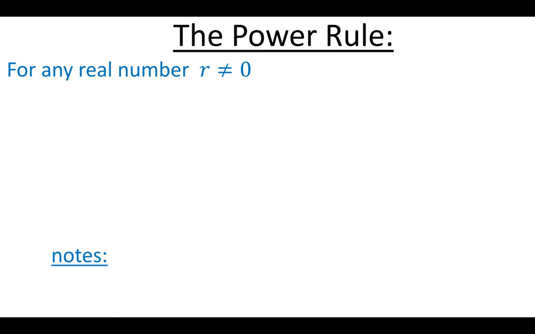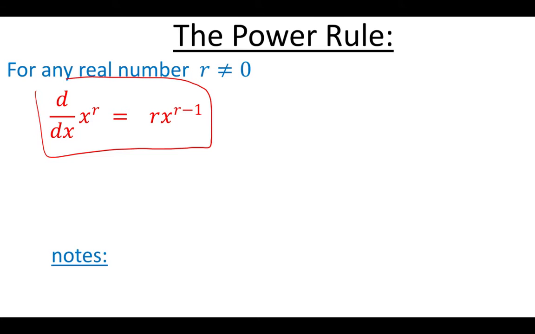The power rule says for any real number r which is not equal to 0, the derivative of x to the r equals r times x to the r minus 1. So if you remember, this d over dx is just one way to notate a derivative. Other ways are y prime, which are the two most common ways, or f prime of x as well. So it says the derivative of x to the r.